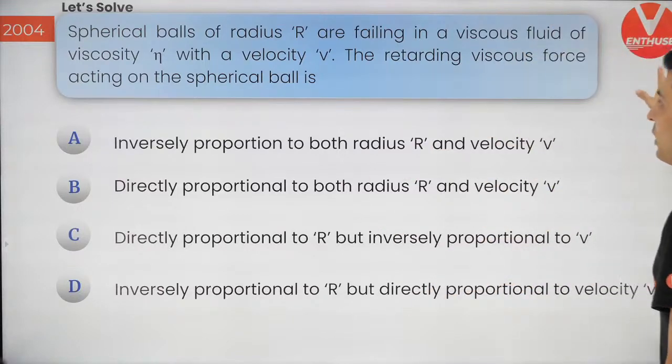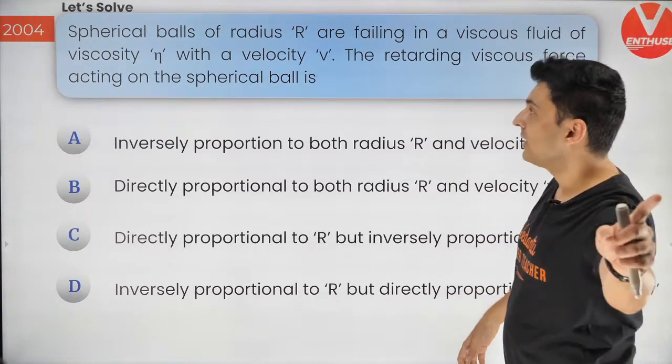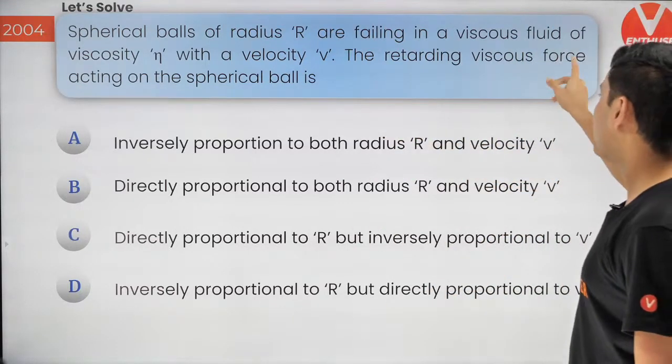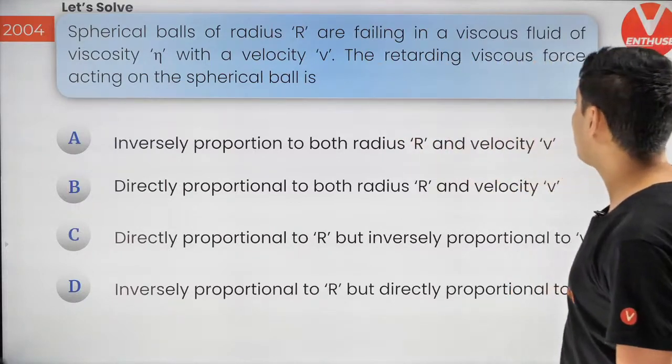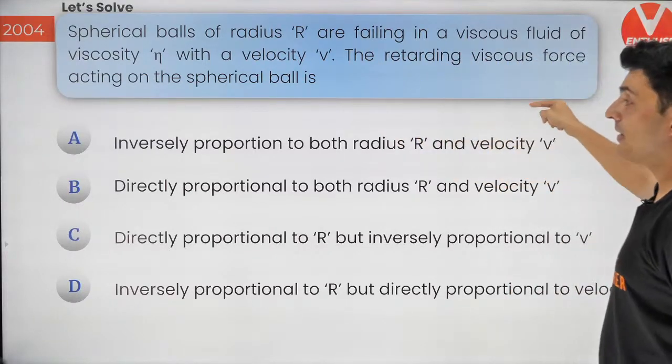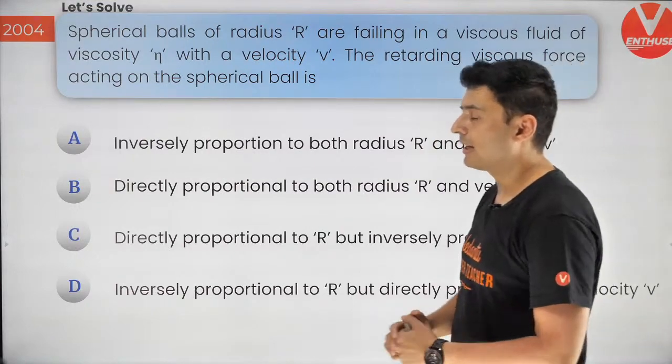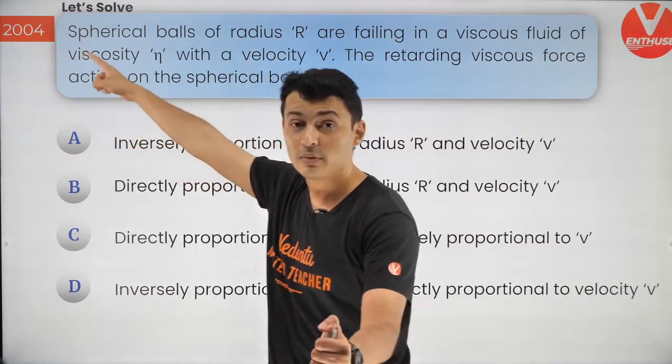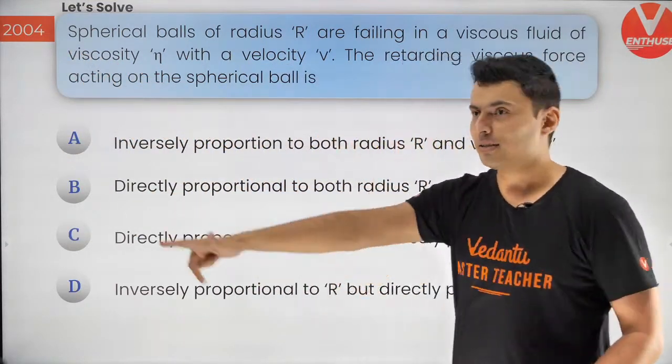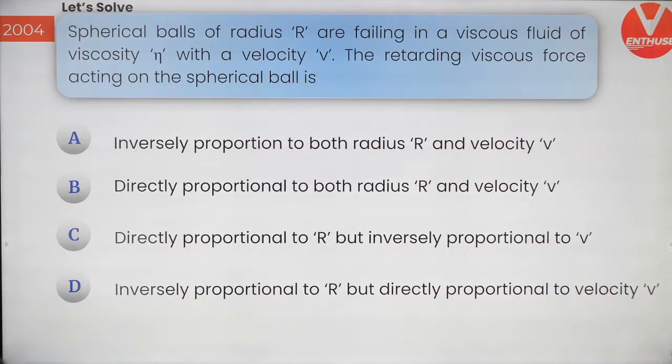Okay, these balls are falling in a viscous fluid with speed V, and a retarding force is acting on the spherical ball. Which of the following is correct? This is a directly theory-based question asked in 2004. Let's see how many of you minions can crack the 2004 exam question.